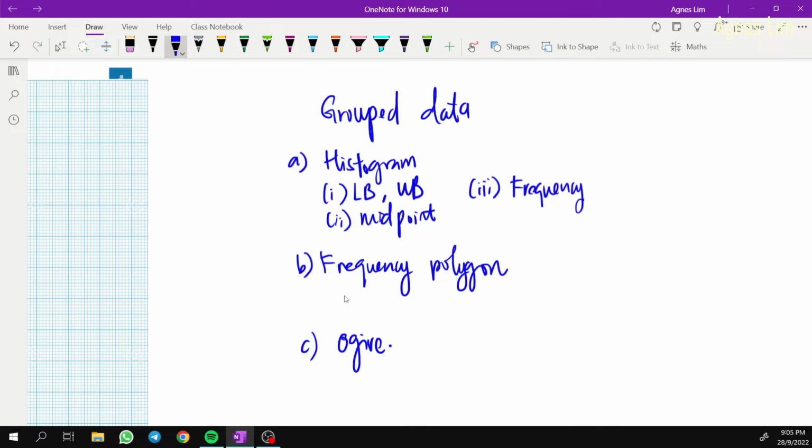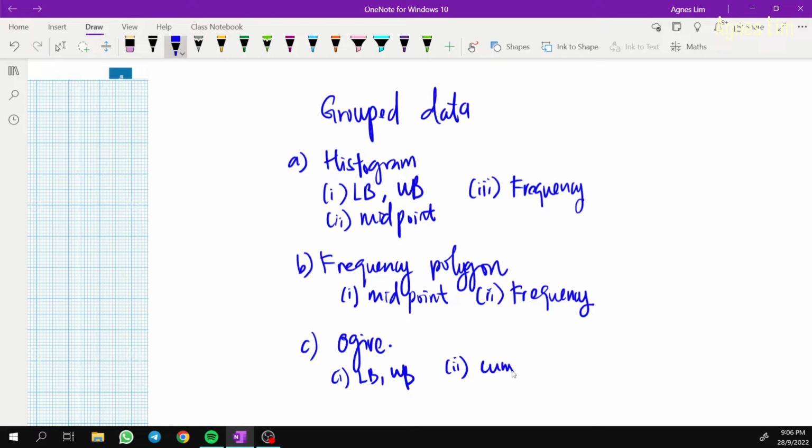As for frequency polygon, in order to draw frequency polygon, we usually will use midpoint as well as frequency. And as for our ogive, we will need the lower boundary, upper boundary, as well as cumulative frequency, which we will learn how to do later on in our lesson.